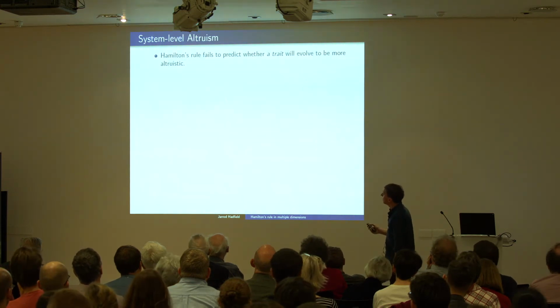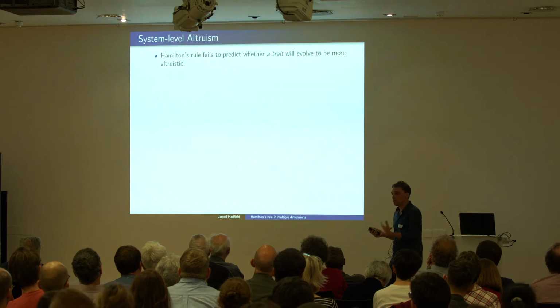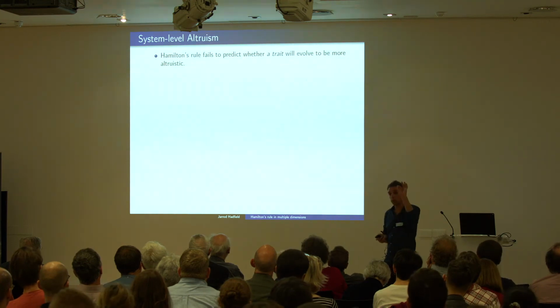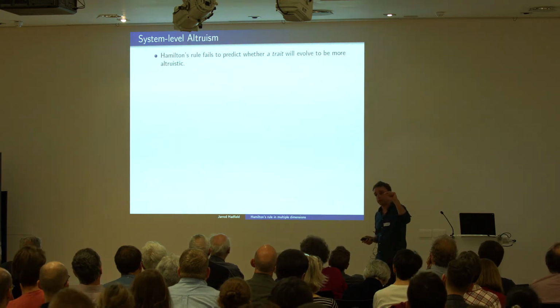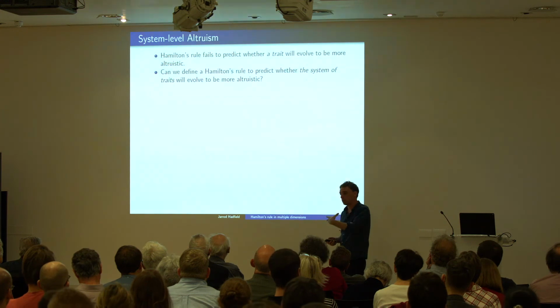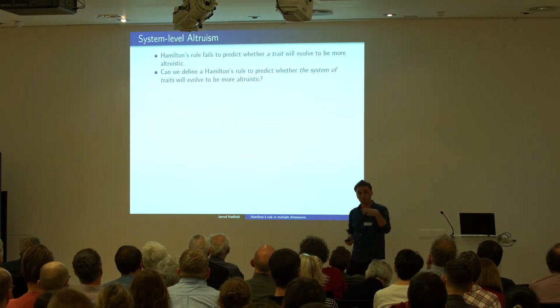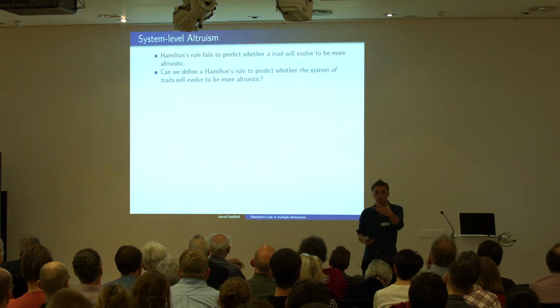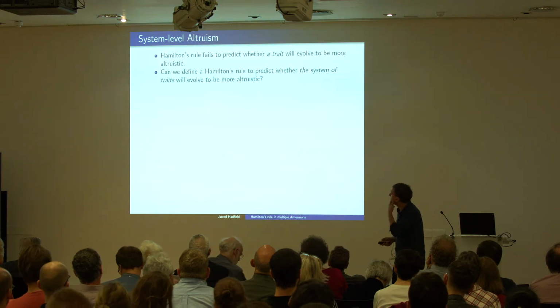So I think it's fairly clear that the phenotypic Hamilton's rule will fail to predict whether a single trait will evolve to be altruistic if there are multiple traits under selection. But what we could ask is, can we define a Hamilton's rule that tells us whether the system as a whole will evolve to be altruistic?